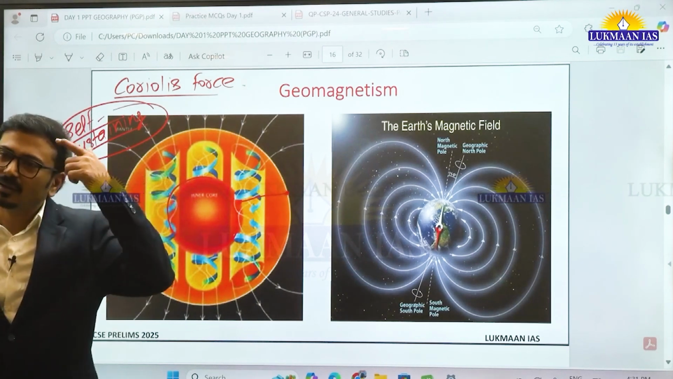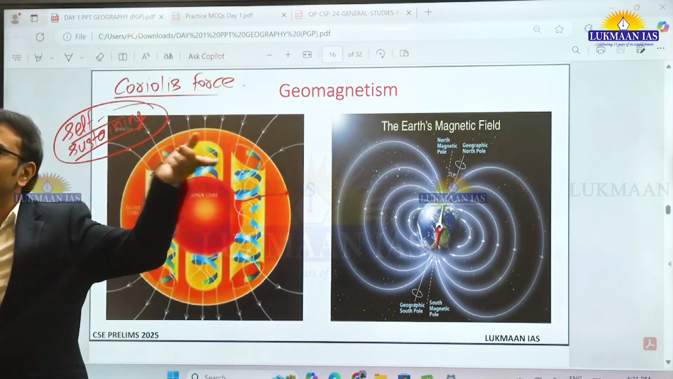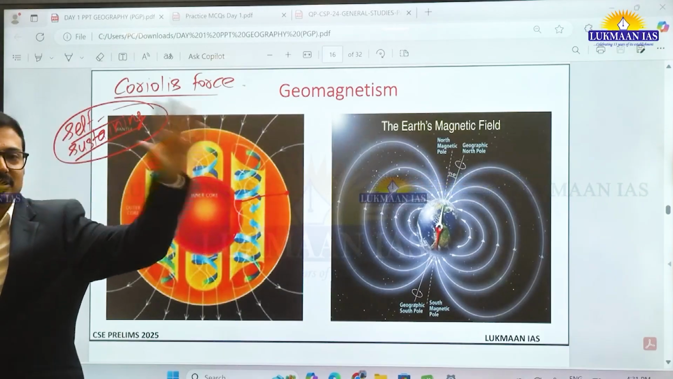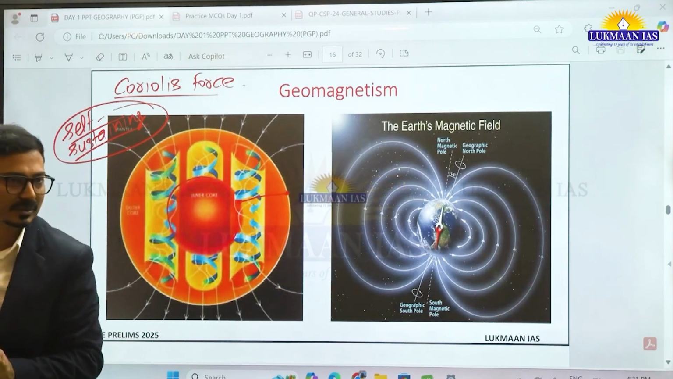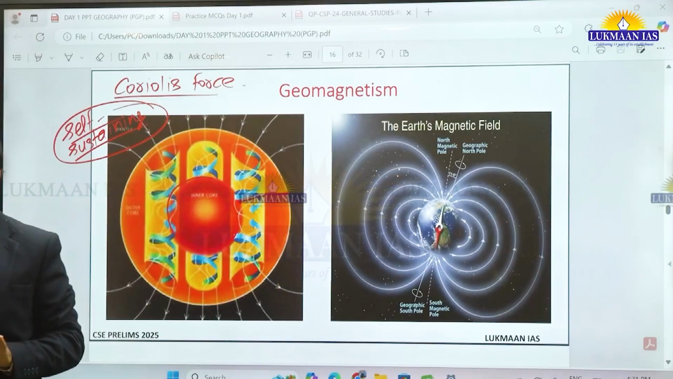So you have to think about the rotation of Earth. The Coriolis effect is because of the rotation of Earth. If tomorrow it stops, then the Coriolis effect stops. Fine? Okay.